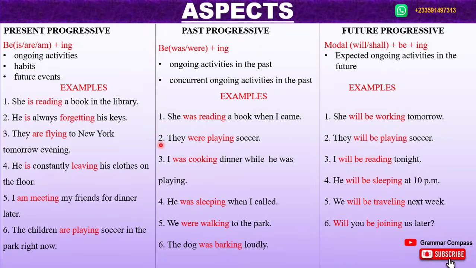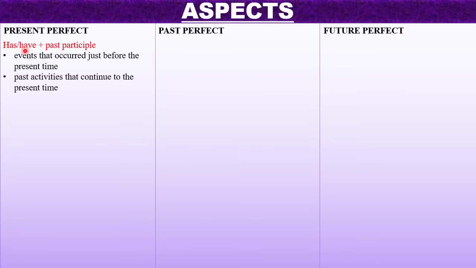Let us move on to the next aspect, which is the perfective aspect. Here we are talking about present perfect, past perfect, and future perfect. How is the verb used to express these aspects? Let's start with present perfect. Here you will need has or have and then the past participle of the verb. For example, I have gone home. He has read the book. In what context do we use the present perfect? First, we use it to talk about events that occurred just before the present time, and also past activities that continue to the present time.